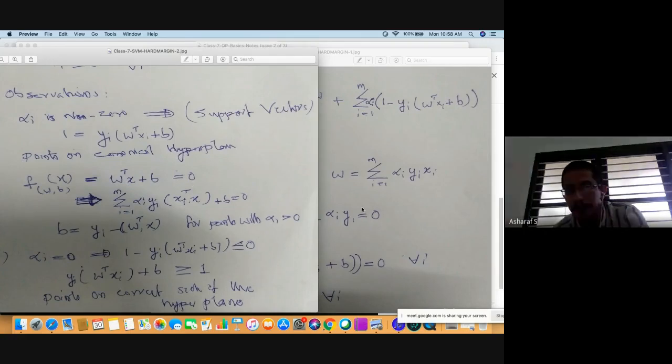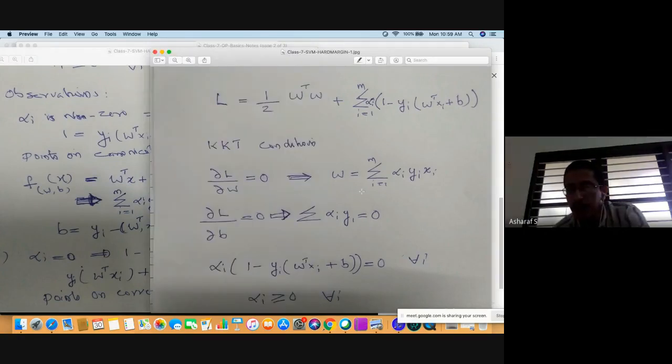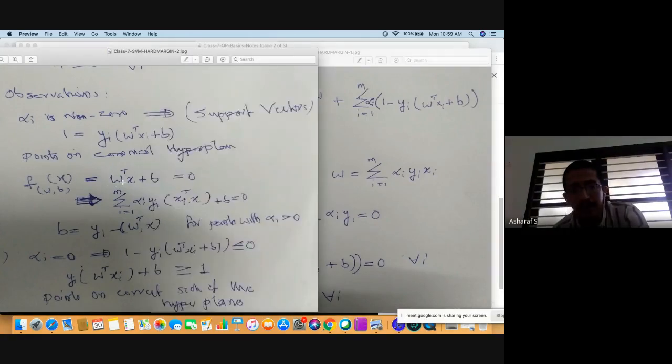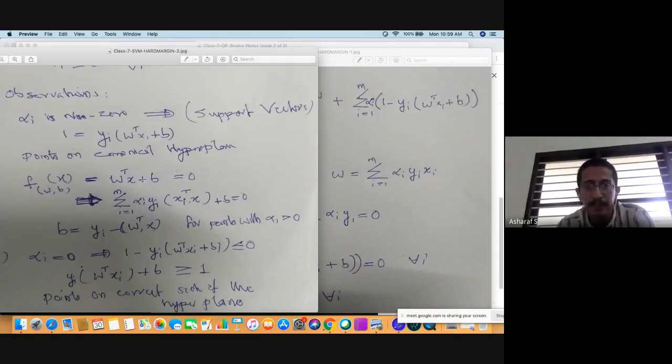What is W transpose x plus b is equal to 0? This is W, right? You just substitute W transpose x. W is alpha i yi xi, dot x. And summation i equal to 1 to m of alpha i yi xi dot x plus b is equal to 0. What is b? Where do I get b?